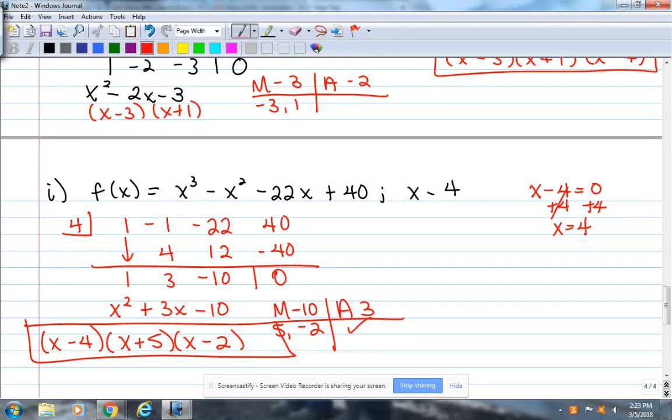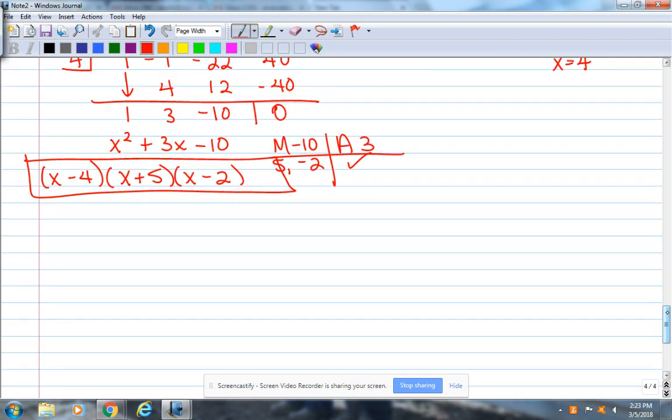I guess we got one more thing to talk about. Any questions on finding all the factors? Okay. Then they're going to ask you something a different way. This is the last thing we'll talk about, I promise. 4 more examples. I promise you.